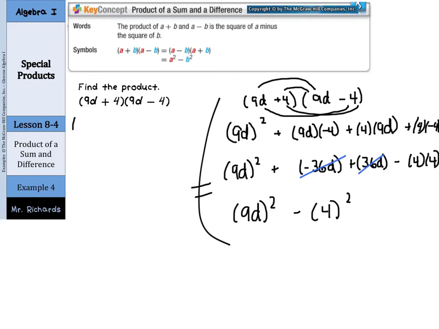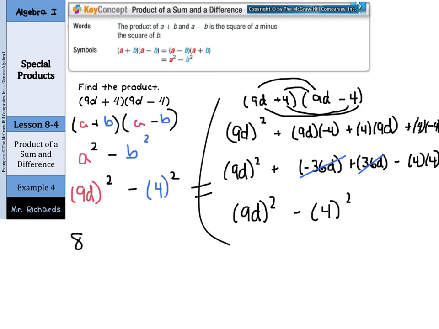So, if we have a plus b times a minus b, what you can do is just take your a and square it, and then subtract your b squared. Well, your a in this question is 9d, so we have 9d squared minus your b, which is 4 squared. 9d squared is 81d squared, minus 4 squared is 16. 81d squared minus 16 is your answer, as if you were to FOIL, your minus 36d plus 36d cancels out, and you're just left with 81d squared minus 16. That is it for this lesson on special products.